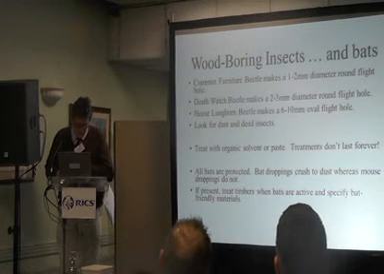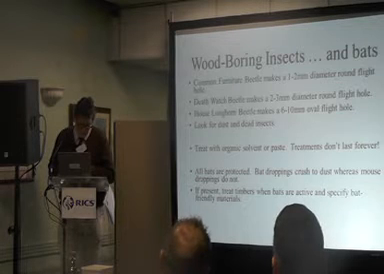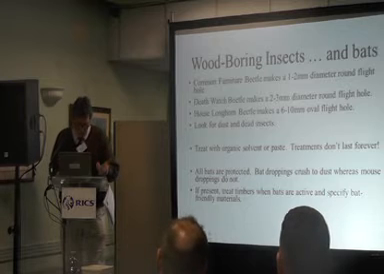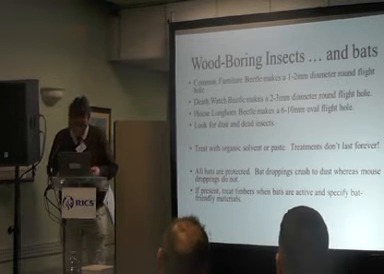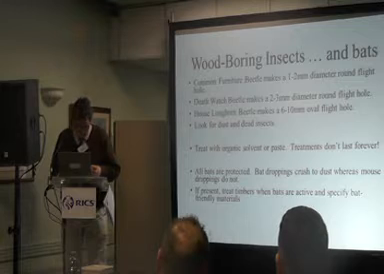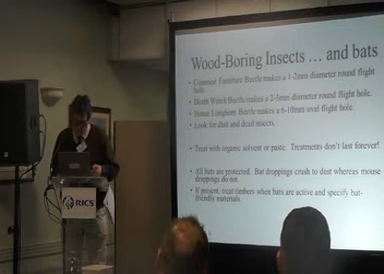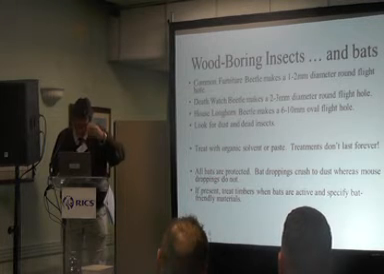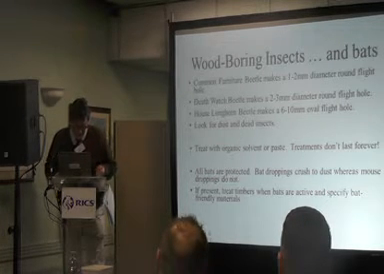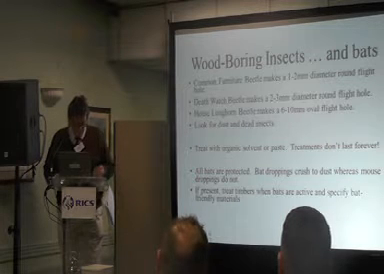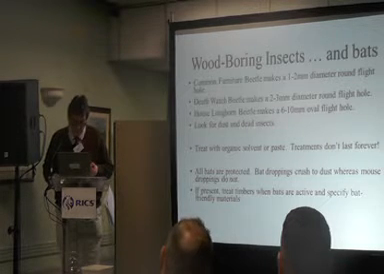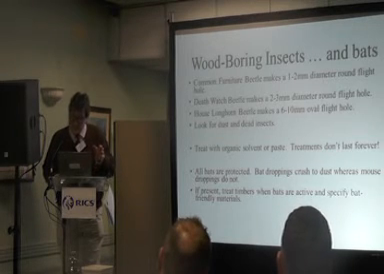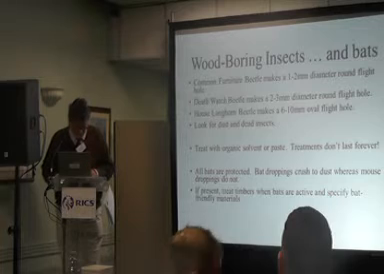Quickly on to wood-boring insects, and you can't talk about them without talking about bats. Really speedy. Common furniture beetle makes a small hole. Deathwatch beetle makes a slightly bigger hole. House longhorn beetle makes a horrible mess. Look for dust to see whether it's live or not. Little bits of dust streaming out of the holes is a good sign that they're in there being active. And look for dead insects to see what they are. Treat with organic solvent or paste, and remember that treatments do not last forever. If you go to a house and they say, well, this has been treated, still look for active insects.